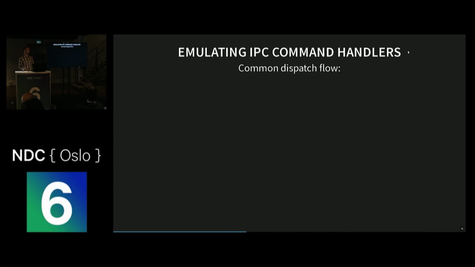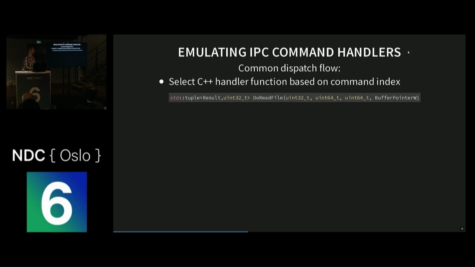There is a common dispatch flow. So we first look at the command ID given in the command header and select some high-level C++ function that we want to use to implement this functionality. In this case, we might have a function called doReadFile, taking something like a 32-bit file descriptor, a 64-bit file offset, a number of bytes to read from the file at that offset, and a pointer to emulated memory. It's not a proper pointer in C++ because it's emulated memory, so it gets its own type in our case.